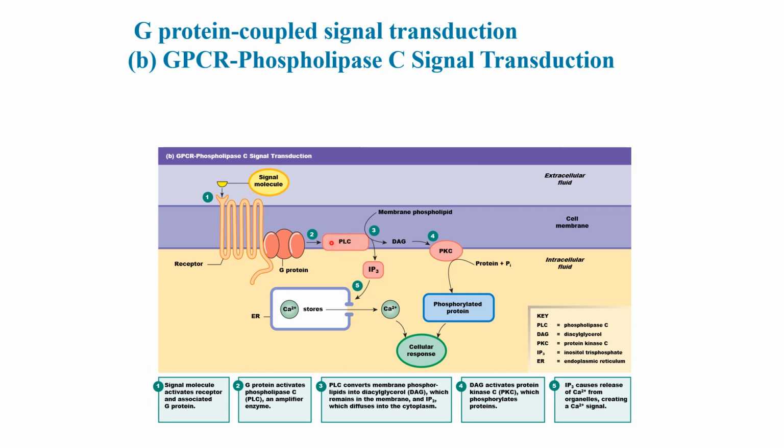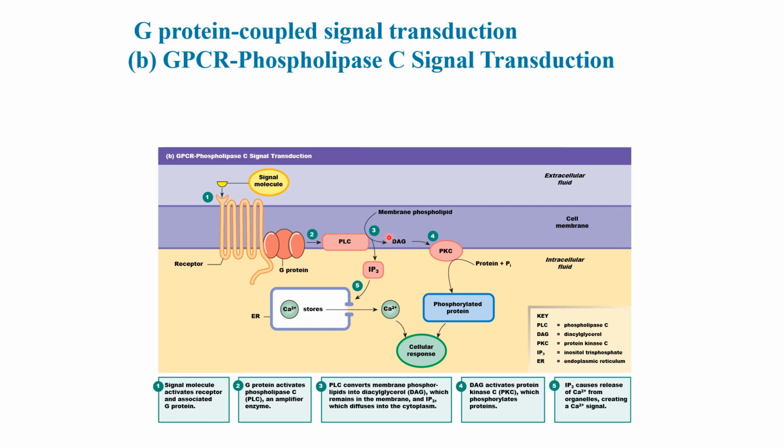And we said before that an amplifier enzyme is an enzyme that's going to activate some other molecules, and those other molecules are going to activate some other molecules. So basically, you amplify the response that you get at the end. So the amplifier enzyme right here is an enzyme known as phospholipase C.